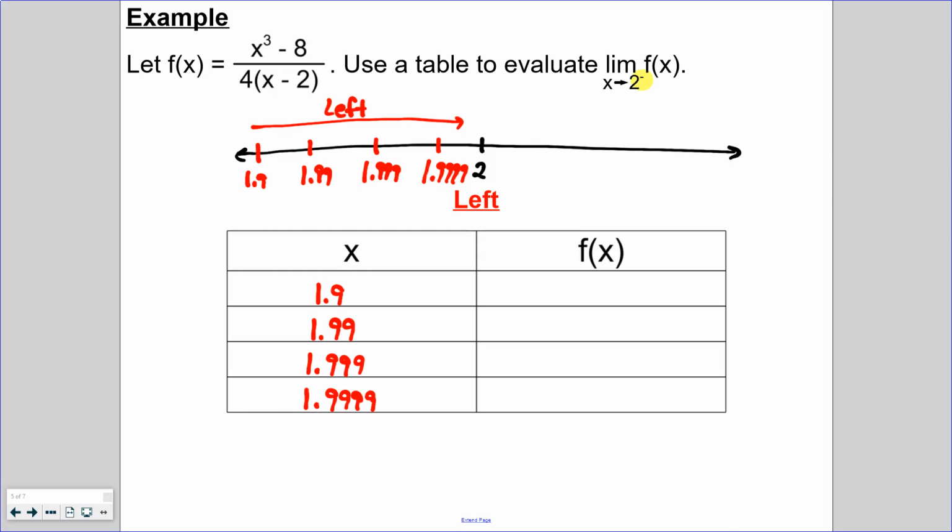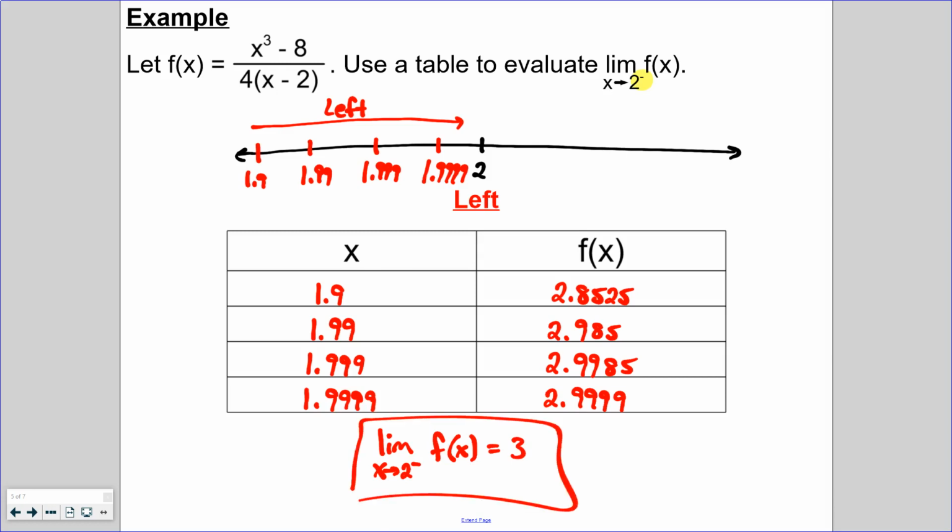Alright, so when I put in 1.9, I am going to get 2.8525. When I throw in 1.99, I'm going to get 2.985, and then 2.9985, and finally 2.9999. So as x approaches positive 2 from the left, our f of x, it appears, gets closer and closer to 3. So therefore, our limit as x approaches 2 from the left of f of x is going to equal 3. Done. Woo! Evaluating limits using tables.